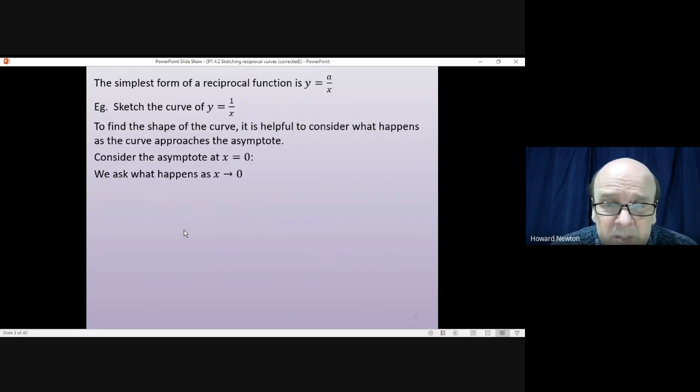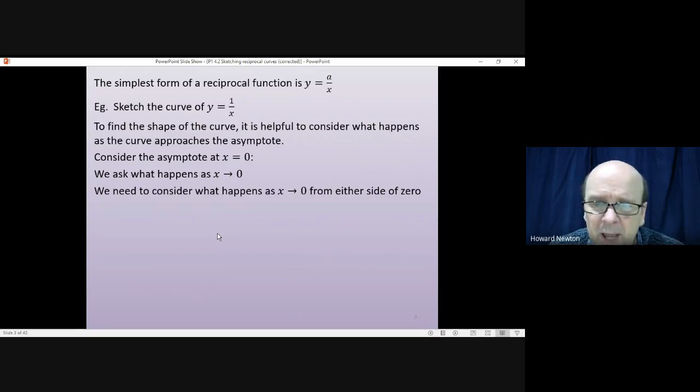What we do is we ask what happens as x gets closer and closer to 0. We know it can never equal 0, but what happens as it approaches 0? And we need to consider what happens as x approaches 0 from either side of the y-axis. So from just beneath it and from just above it. First of all, we'll consider what happens as x tends towards 0 from above. That's the way you would read this. As x tends towards 0 from the positive side.